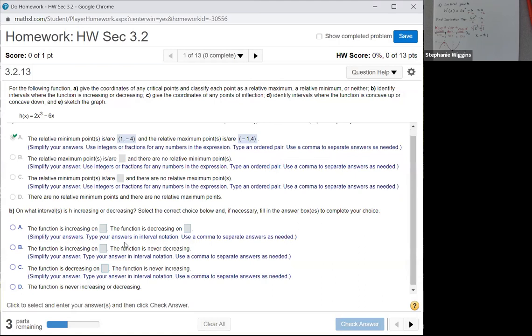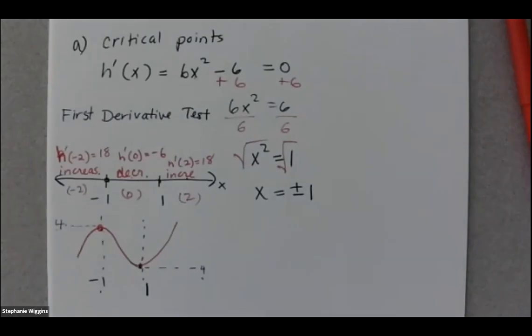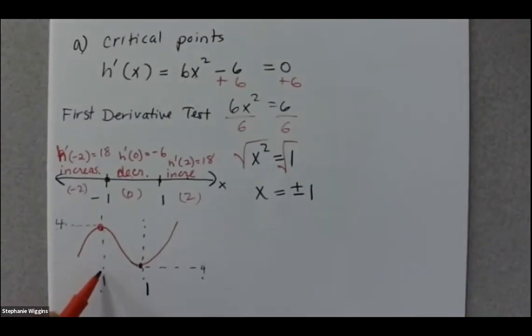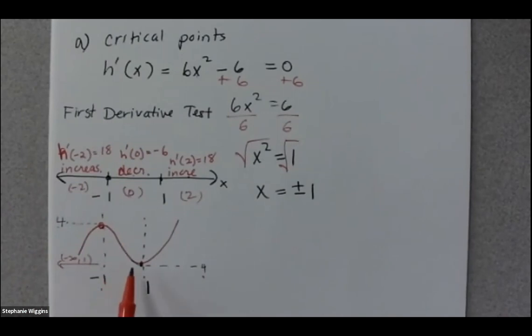So then part B says, on what intervals is h increasing or decreasing? And so the intervals are, now when you ask where something or on what intervals, you're always talking about the x-axis. So looking at our chart here, everything to the left of -1 this way, that's the interval from -infinity to -1. The function is increasing. Then between -1 and 1, in between those two, it's decreasing. And then here from 1 to infinity, it's increasing again.